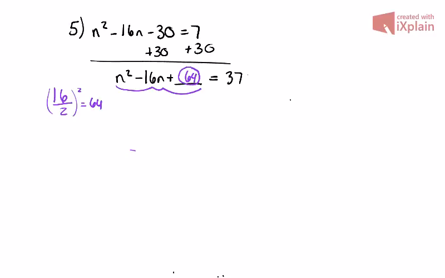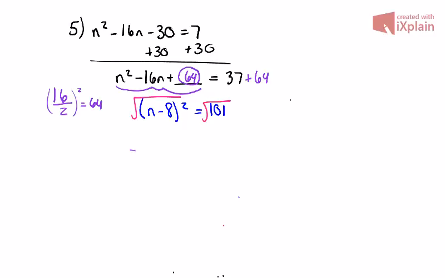Now, I can't just go adding whatever I want to one side of an equation, so I need to add that 64 on the other side as well. Okay? So now what I've done is I've made it so that the left-hand side of this equation is extremely easy to factor. It's a perfect square trinomial, and we know that this one in this case would factor as n minus 8 quantity squared. And that would be equal to 37 plus 64, which is 101.